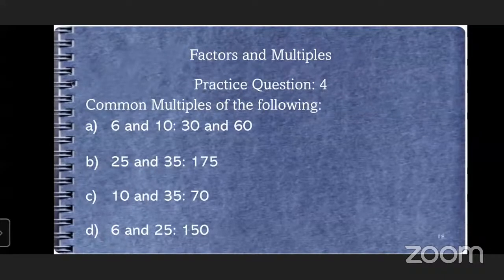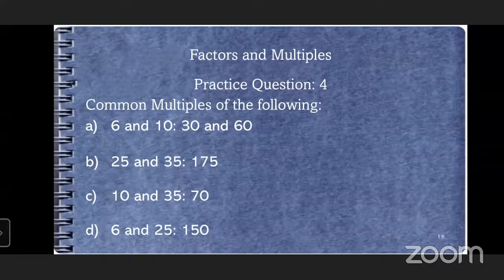Now the common multiples of 6 and 10 are 30 and 60. 10 threes are 30, 6 fives are 30, 6 tens are 60 and 10 sixes are 60. It means these 30 and 60 are in the table of 6 and 10.